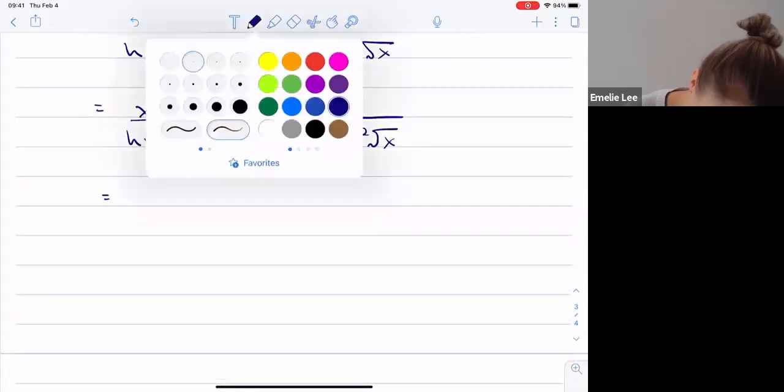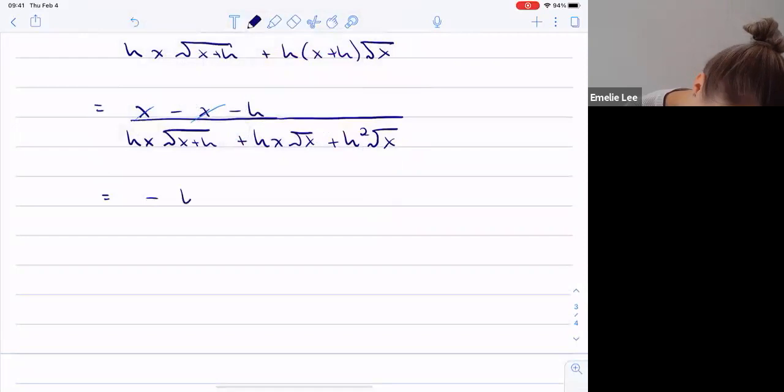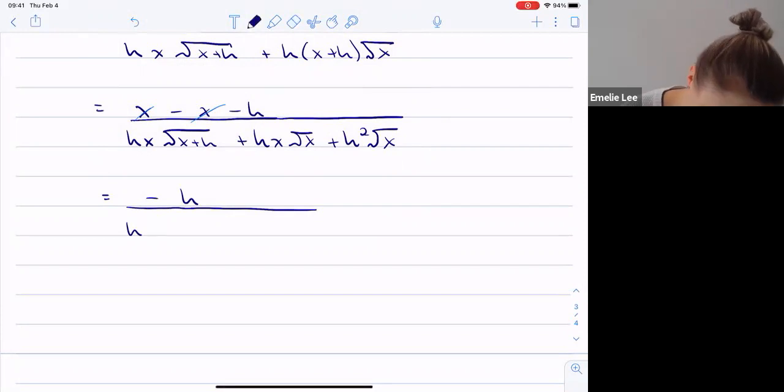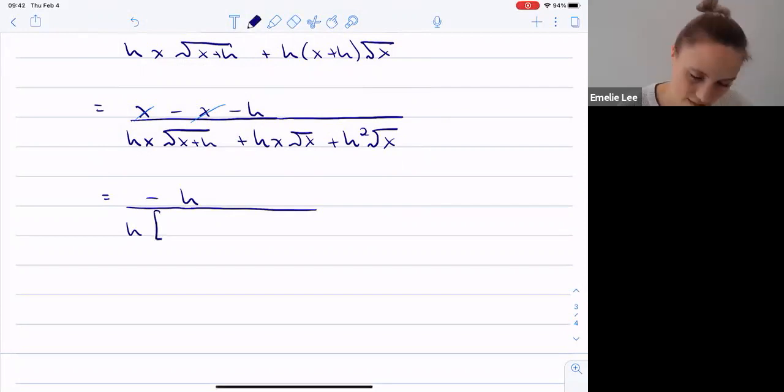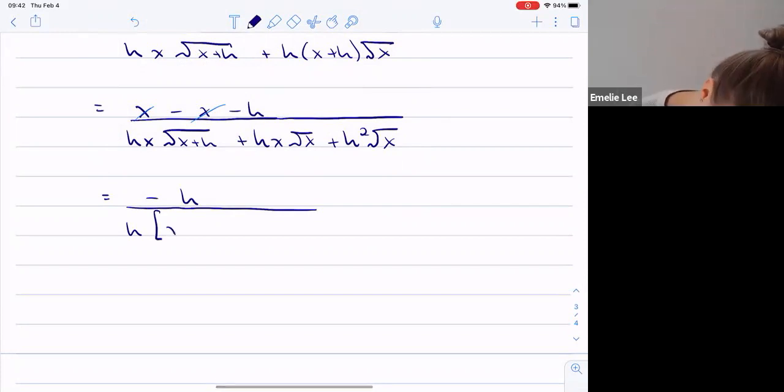x minus x, of course, that goes to zero. So then I have negative h over h times, and maybe I'll use square brackets just to show that this single h is times everything here: x times the root of x plus h, plus x root x, plus root x.